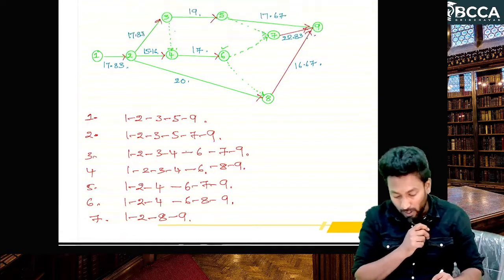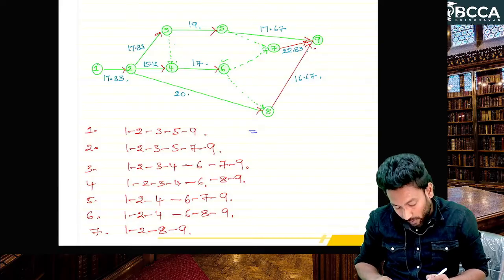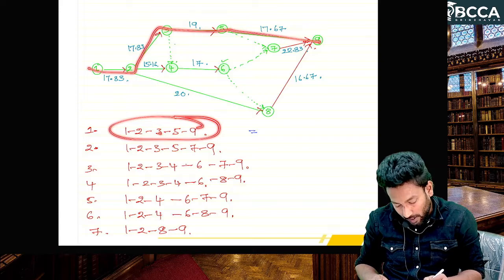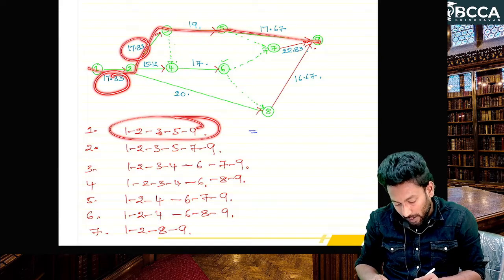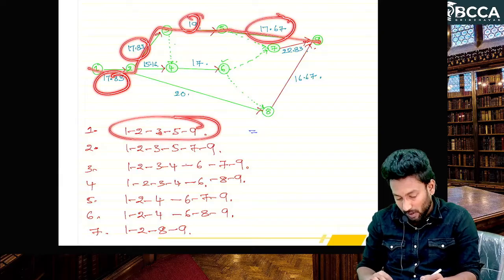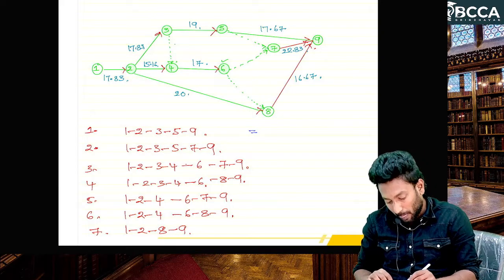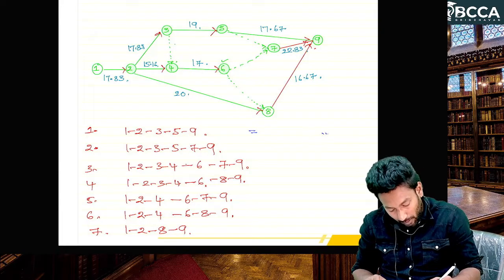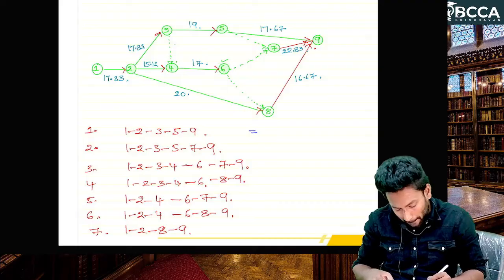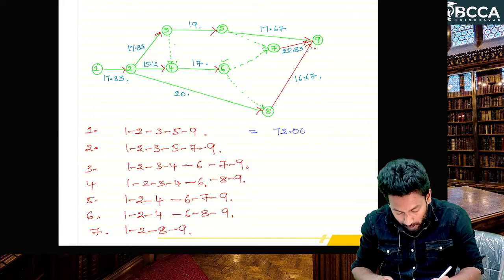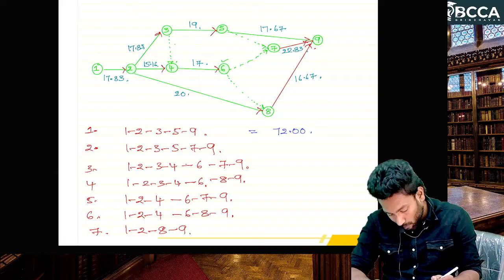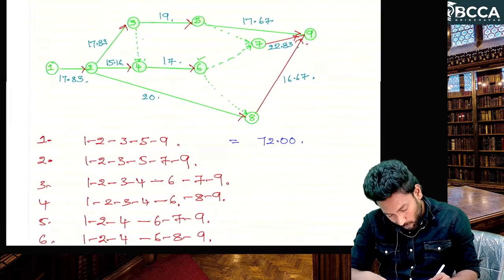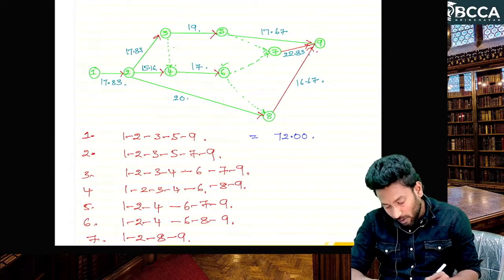So for each path we have to add the time duration. 1 2 3 5 9, sir. So 17.83 plus 17.83 plus 19 plus 17.67. Please calculate, sir. How much? 72.00. Double zero or double three?